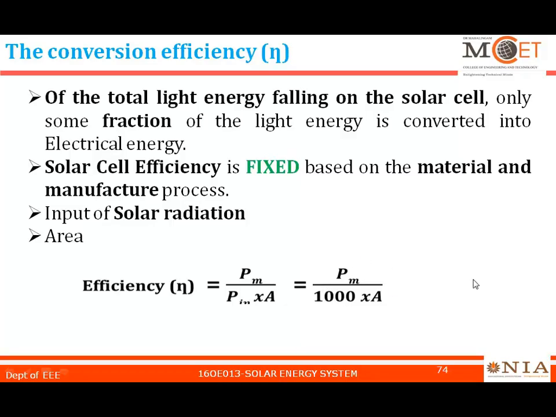Pm is equal to Vm into Im. This part has been discussed in the solar cell parameters. So Vm and Im are your real cell output voltage and output current. From that we can fix the efficiency, and this is your solar constant. So the area depends upon your solar cell area. So this is the conversion efficiency of a solar cell.